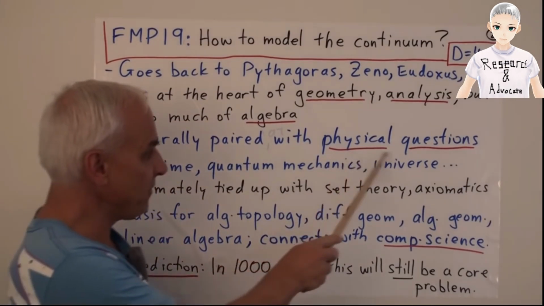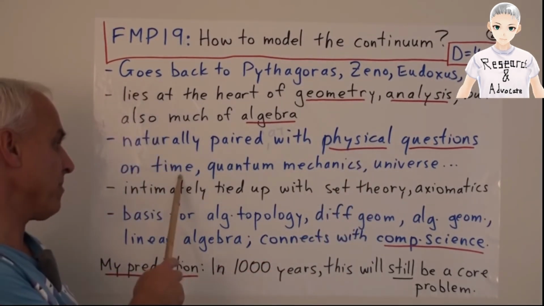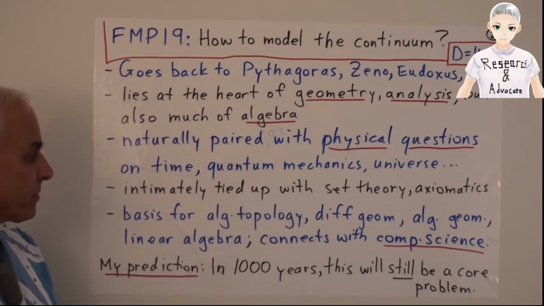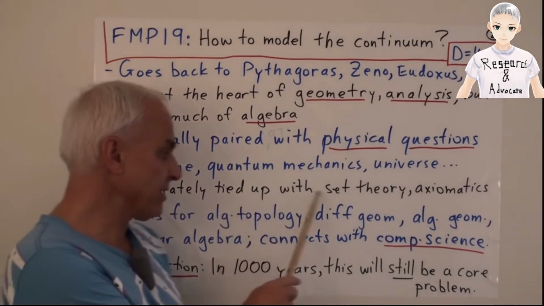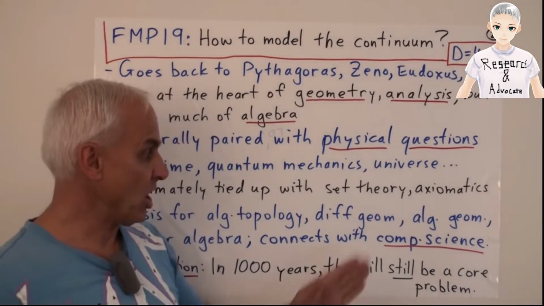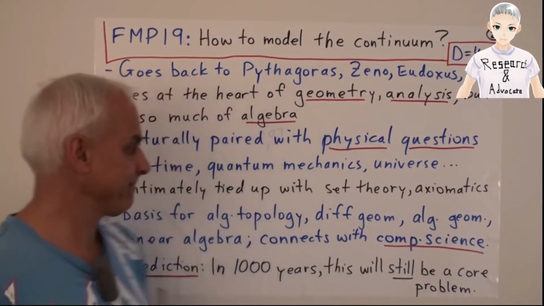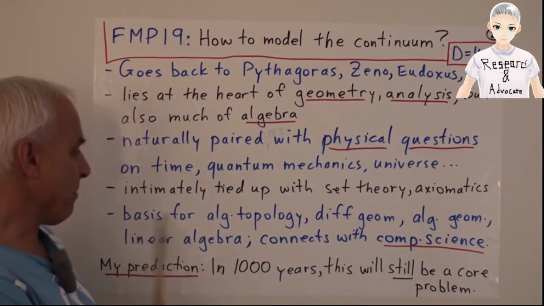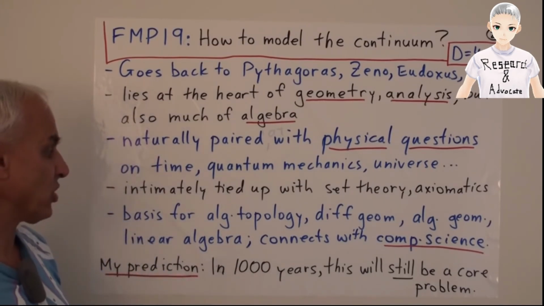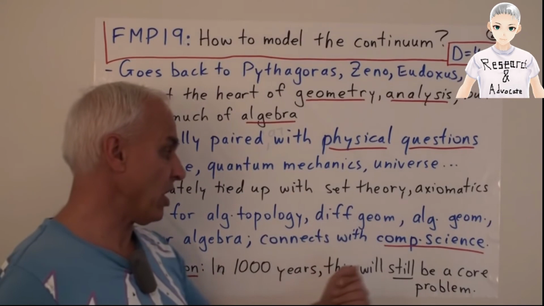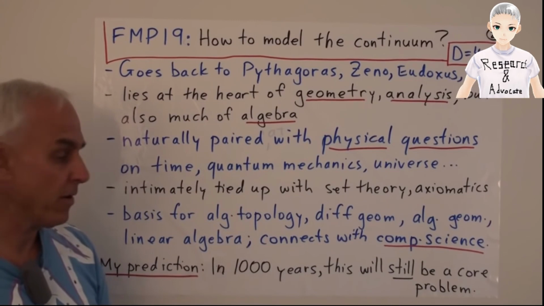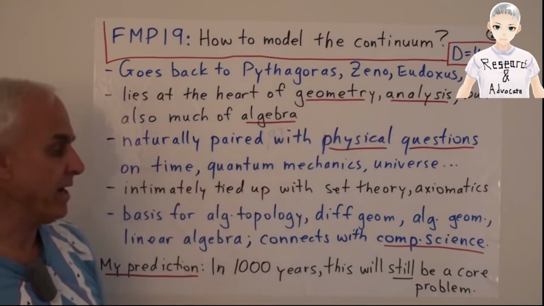It's intimately connected with physical questions, having to do with time, quantum mechanics, even the large-scale structure of the universe. These days particularly, it's intimately tied up with set theory and axiomatic approaches to mathematics, some of which I think are rather problematic. The question is really a basis for a lot of more advanced disciplines in pure mathematics especially: algebraic topology, differential geometry, algebraic geometry, linear algebra. In fact, a lot of areas. I could have listed more here, aside from, of course, geometry and analysis.